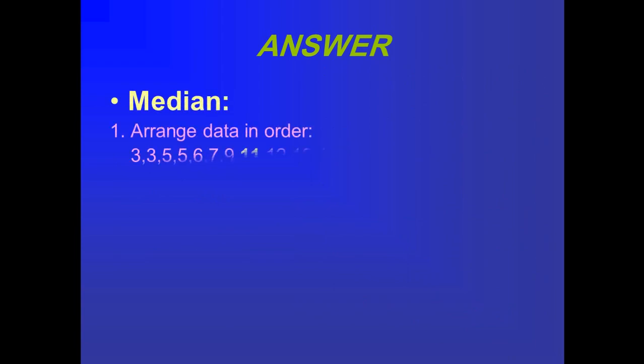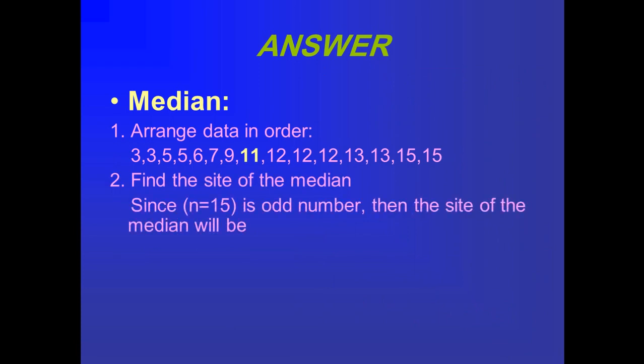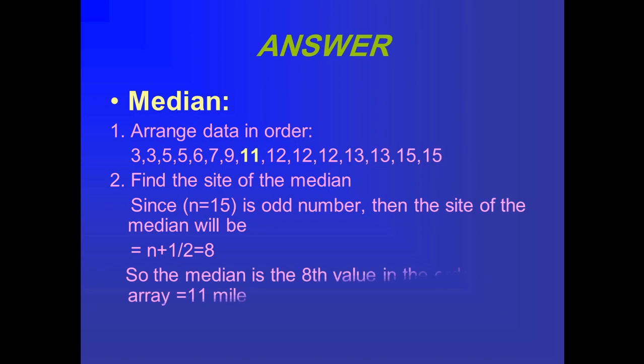Now regarding the median, we have to arrange the data in order, and it will be like this. First we have to find the median, and here, as the number is 15, which is an odd number, we use n plus 1 over 2, and it will be equal to 8, because 15 plus 1 is 16, divided by 2, is 8. So this is the median position, and we have to check which one is the 8th one. 1, 2, 3, 4, 5, 6, 7, 8. So this is number 11. This is the median, and this is how to calculate it.